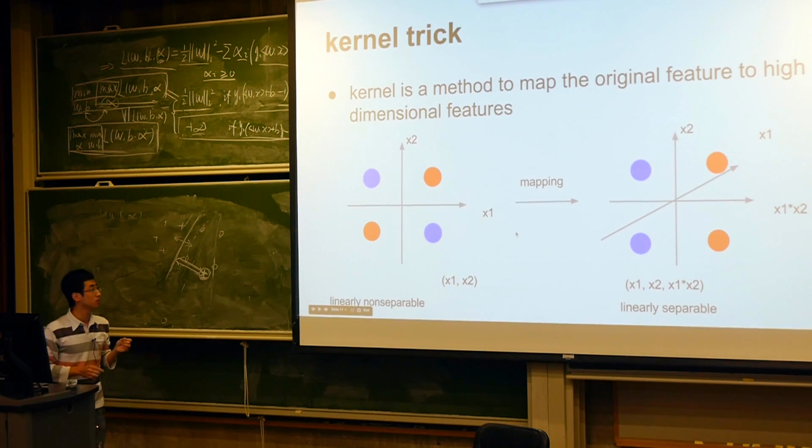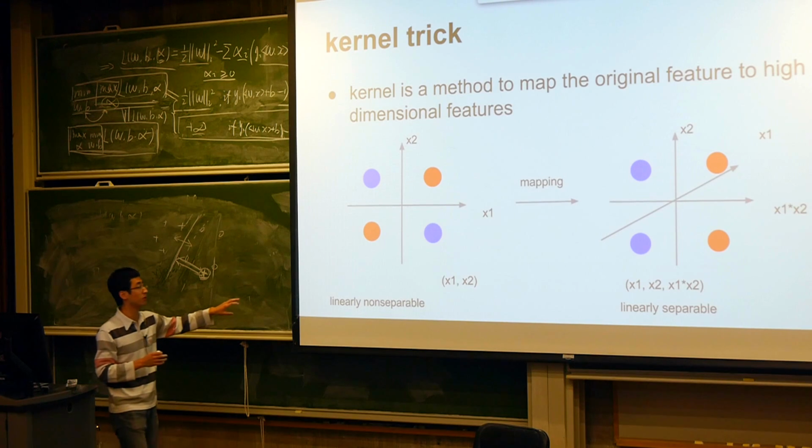So the previous presentation doesn't use any kernel in it. We want to combine kernel with the support vector machine. This is what we call kernel SVM. Before talking about that, I want to talk about the kernel trick. Why do we want to use kernel? Kernel is a method to map the original feature to a high-dimensional feature, so that in case the original feature cannot be classified, if we do the mapping, we can classify the data set.